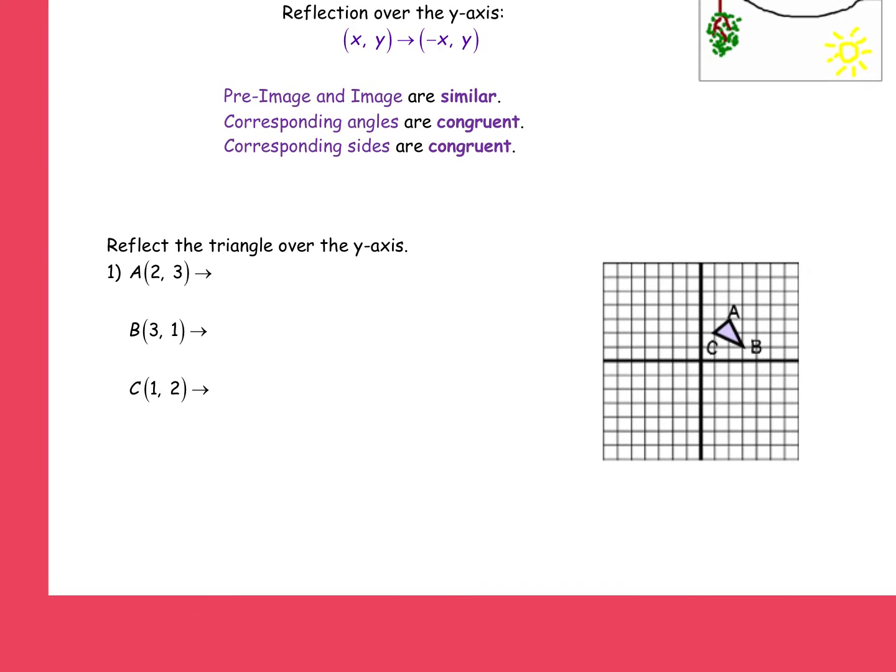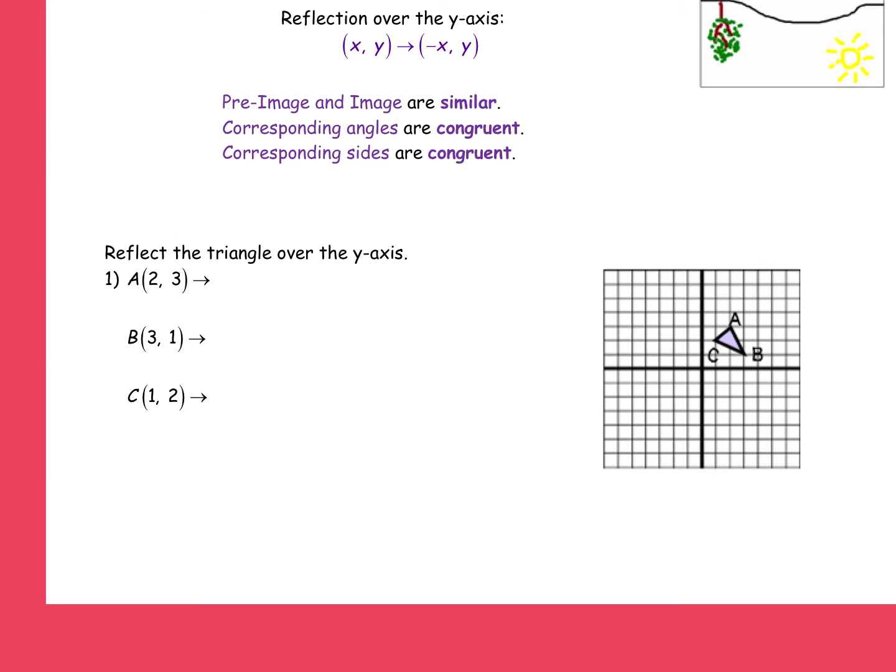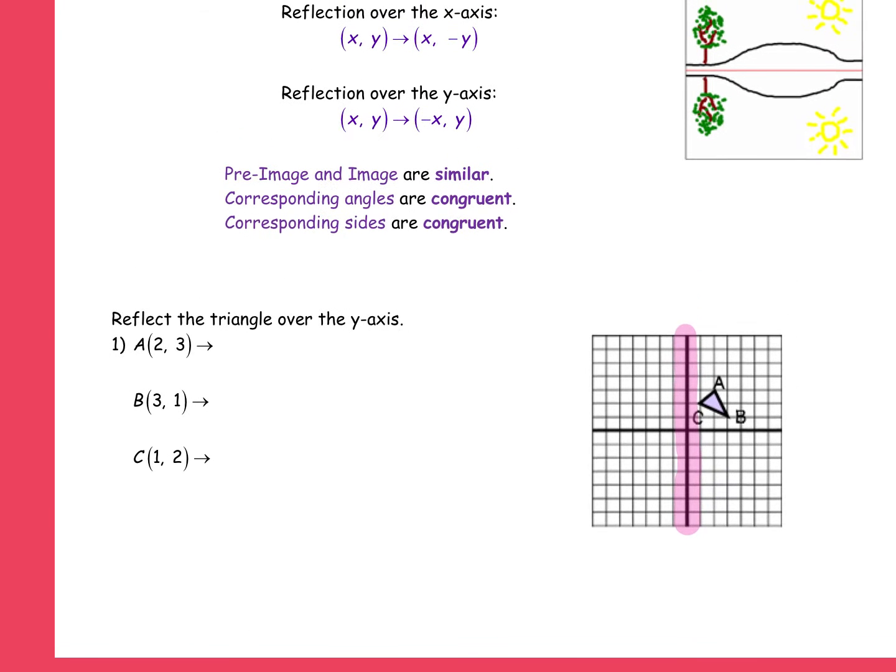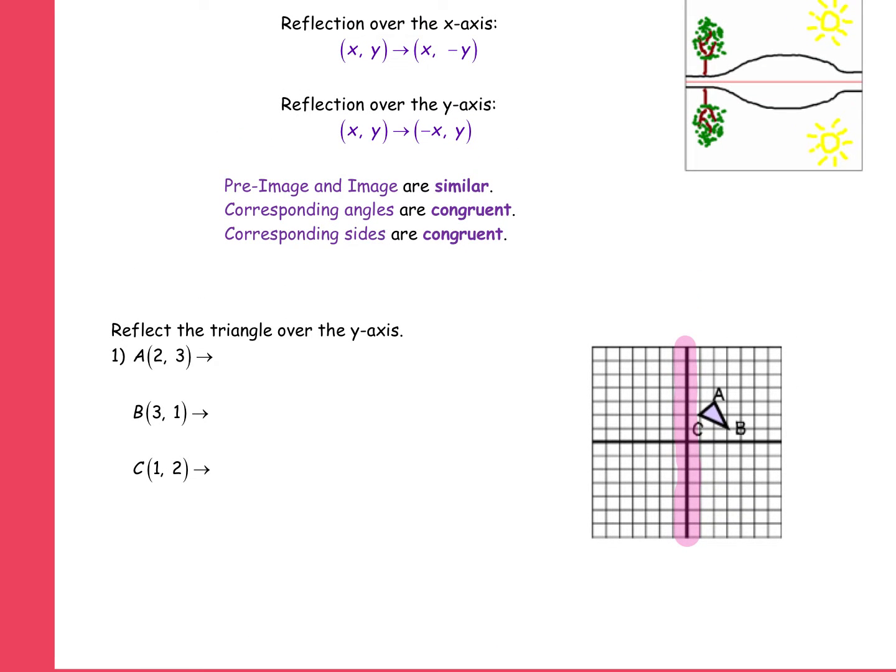Okay, so we're going to reflect this over the y-axis. And what I'm going to do is highlight which axis it wants me to reflect it over. Can you tell me which one is the y-axis? The up and down. Good. So I'm reflecting it over that axis. Over the y-axis, what is changing? Is my y changing or my x changing? If I reflect it here, we can even look at it. If I'm reflecting it over the y-axis, what's changing? My x changes.